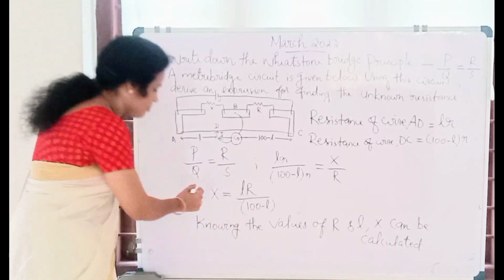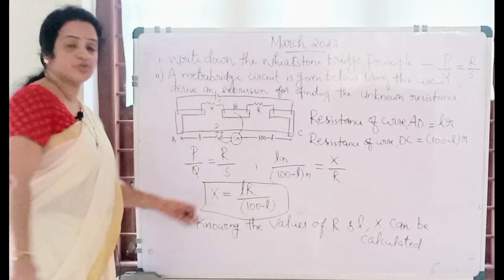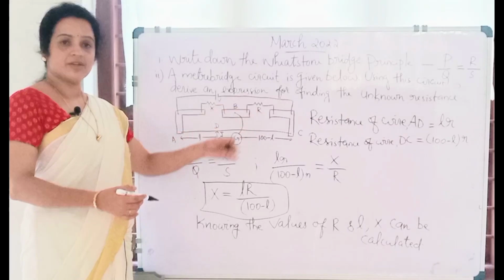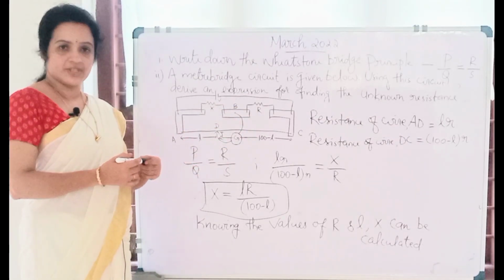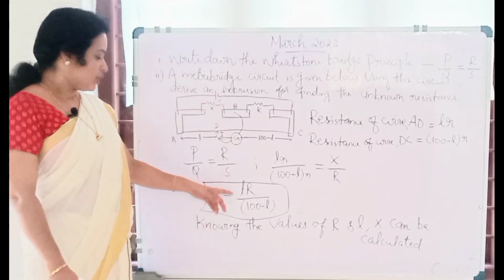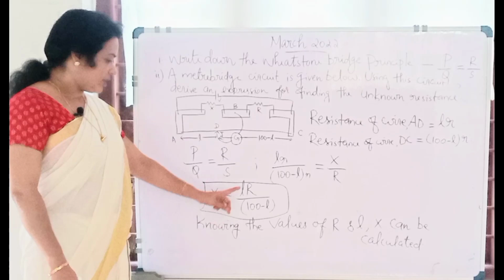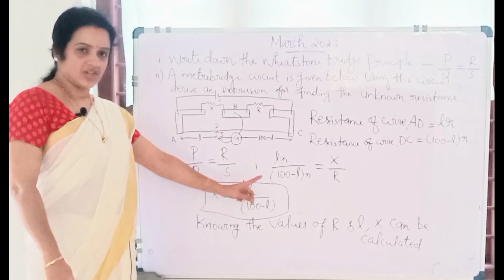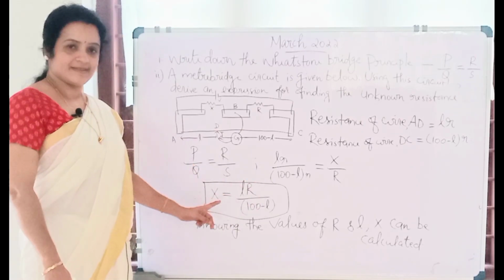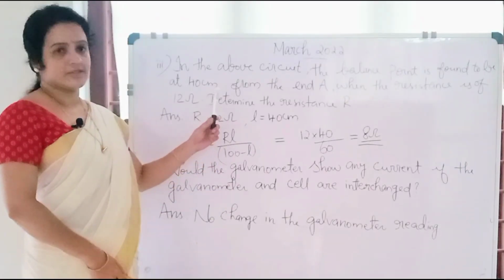So this equation is important that you should remember. This can be used to find the values in the case of the experiment of Wheatstone's bridge also. So the unknown resistance x can be calculated by using Lr by (100 minus L). By knowing the values of L and r we can find x. Is it clear? Now we can move to the third part of the question.